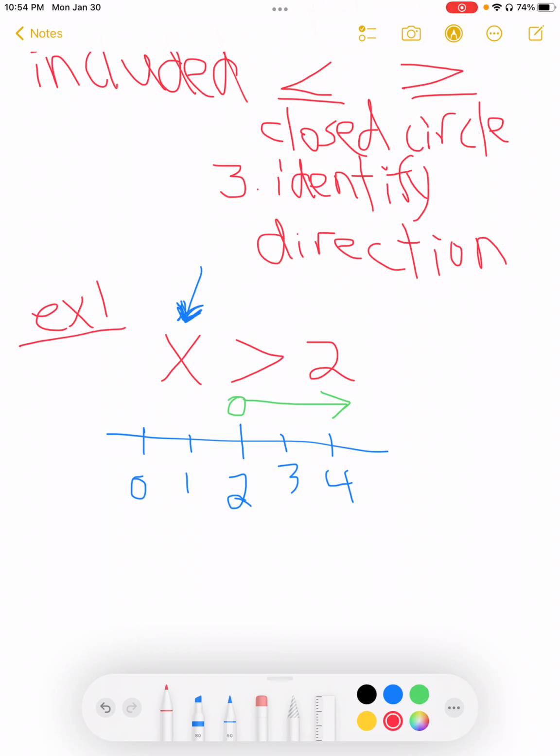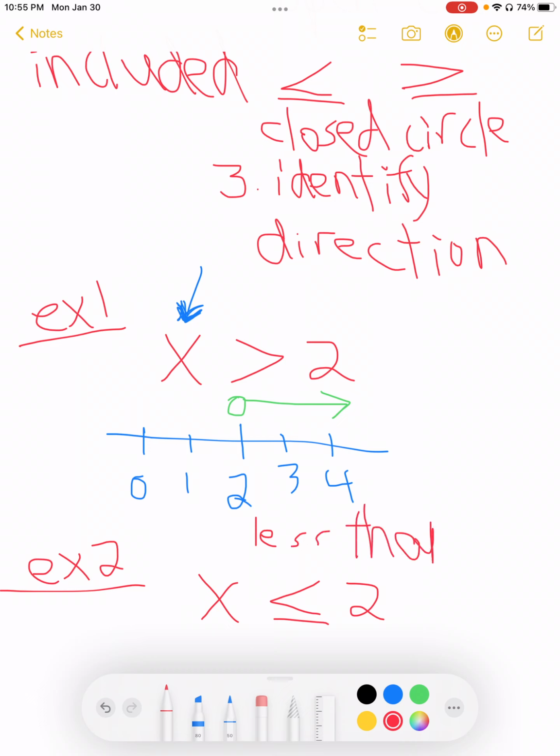And then if I went to example 2, it's a little bit different, right? But I'm just going to do x is less than or equal to 2, okay? So that's what this symbol is, right? It's less than or equal to. So less than or equal to, that's what that symbol there is, right?